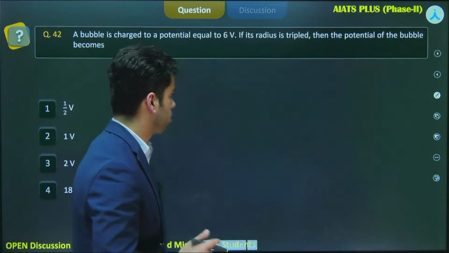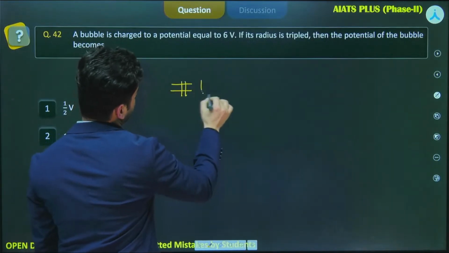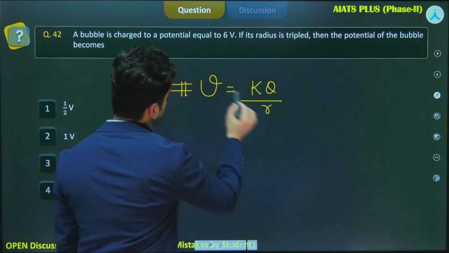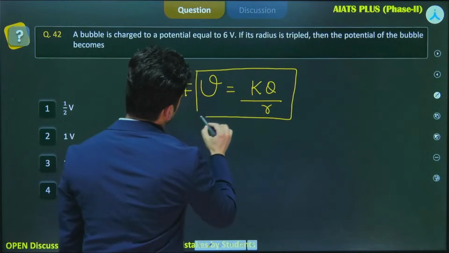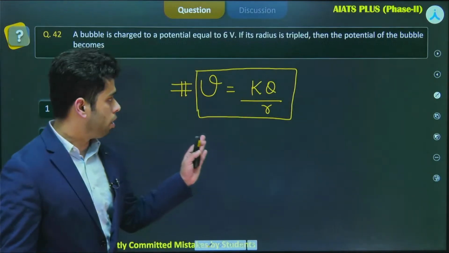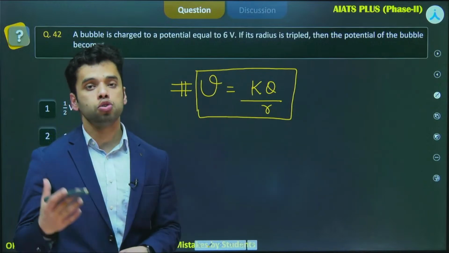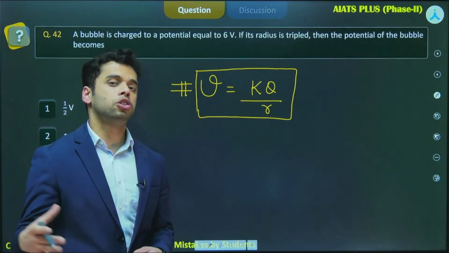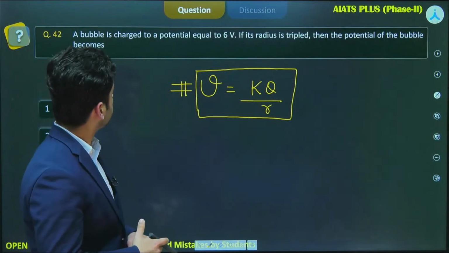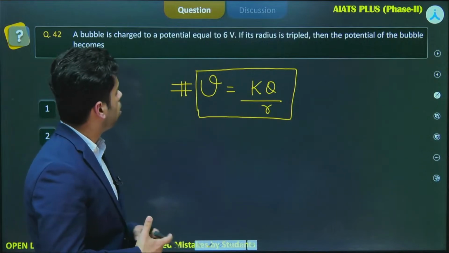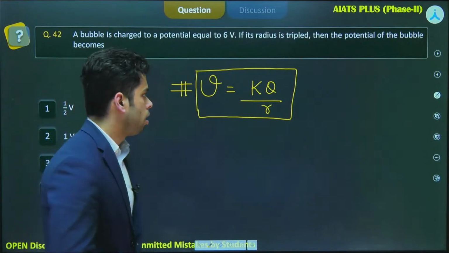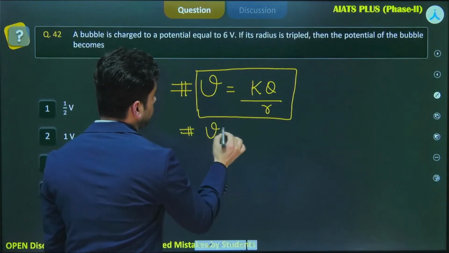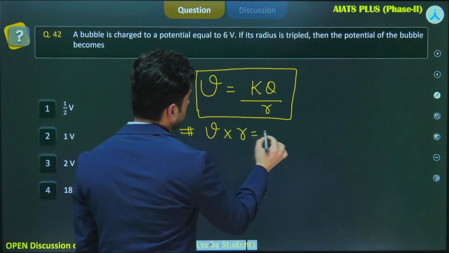Now dear students, the potential on the surface of the bubble V is equal to K into Q by R, where R is the radius of the bubble. I'll use this expression to find the answer to this question, right? So potential at the surface of the bubble is equal to KQ by R. Now, the problem says that keeping the charge the same, if you triple the radius, what should be the potential of the bubble? So keeping the charge the same, K is going to remain constant. I can write that the product of potential and the radius of the bubble should remain constant.